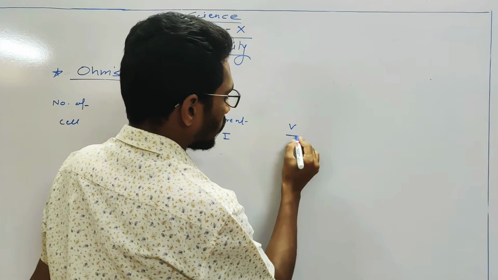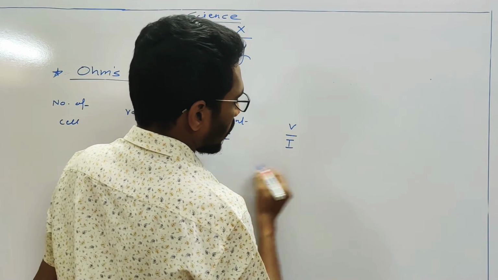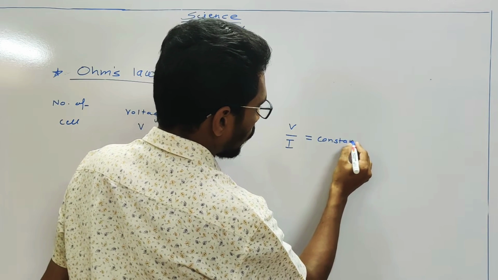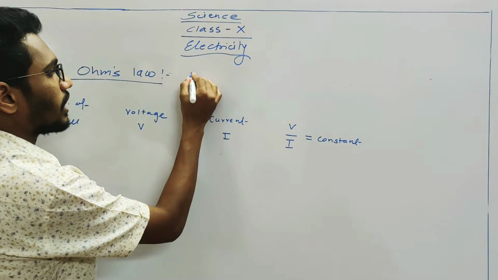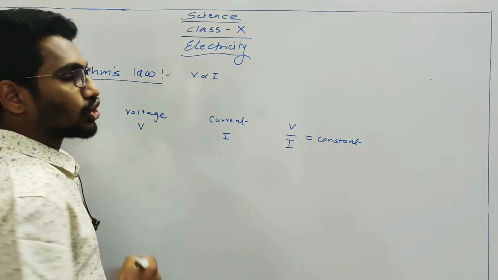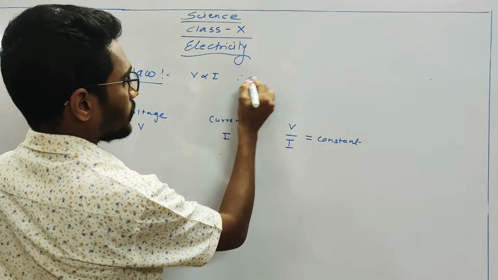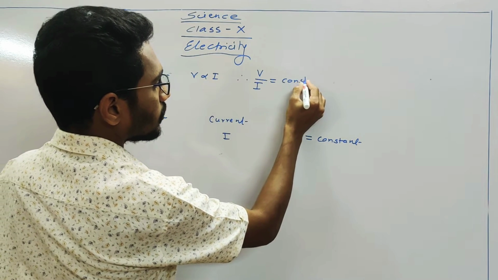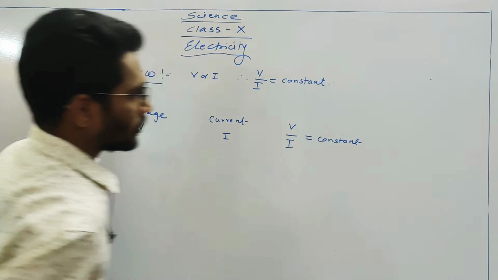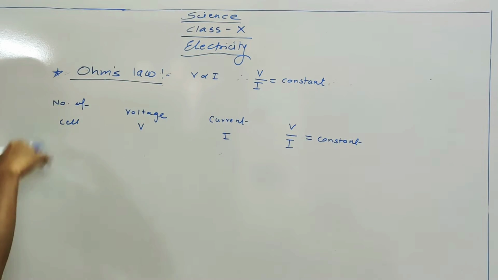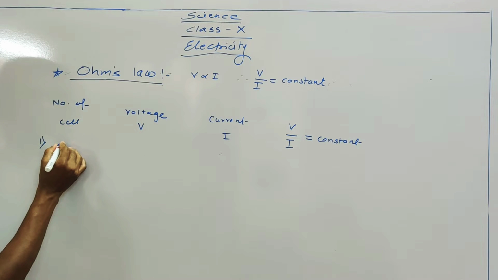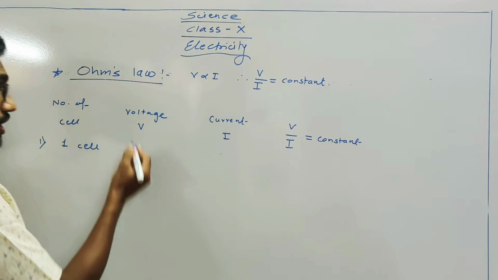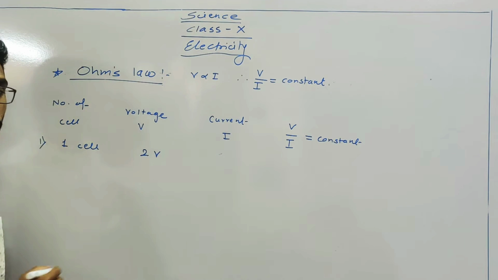Here we'll get the ratio, and the answer for that ratio is nothing but our constant, because Ohm's law says that V is directly proportional to I. That means V by I always remains constant. Is it clear?